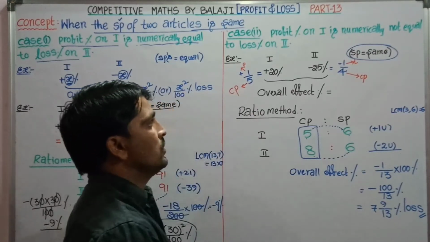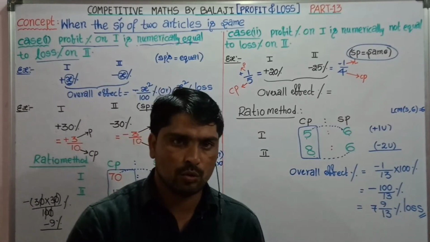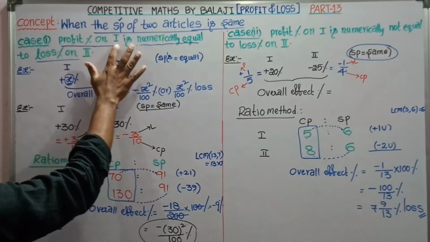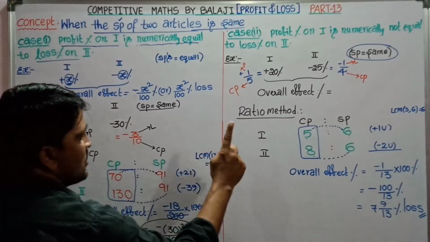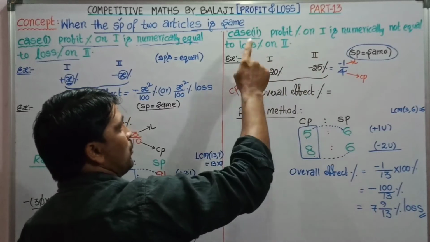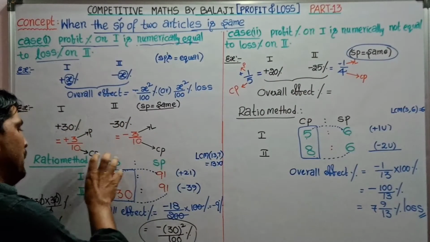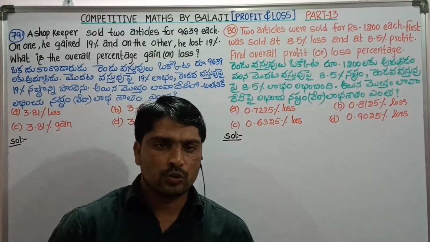Okay. This is the procedure we have to approach when we solve the questions. This is the first case, when profit percentage on the first article is numerically equal to loss percentage on the second article. And this is case 2, when profit percentage on the first article is numerically not equal to loss percentage on the second article. And the method we always use is the ratio method. Let us see the questions.